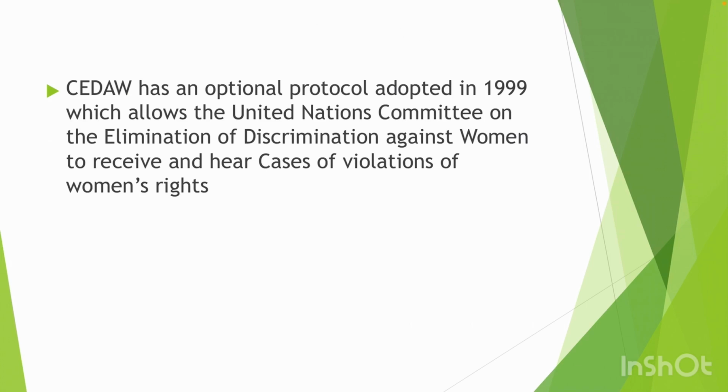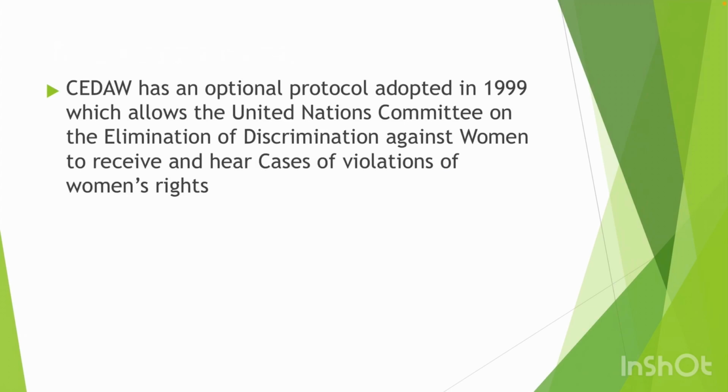Now, what is the function of this optional protocol? It allows the United Nations Committee on the Elimination of Discrimination Against Women to receive and hear cases of violations of women's rights. So once a country is a state party to this protocol, then the citizens will be able to report to the Committee the cases of violations of women's rights. If you are not a state party to this optional protocol, then you are unable to do that.